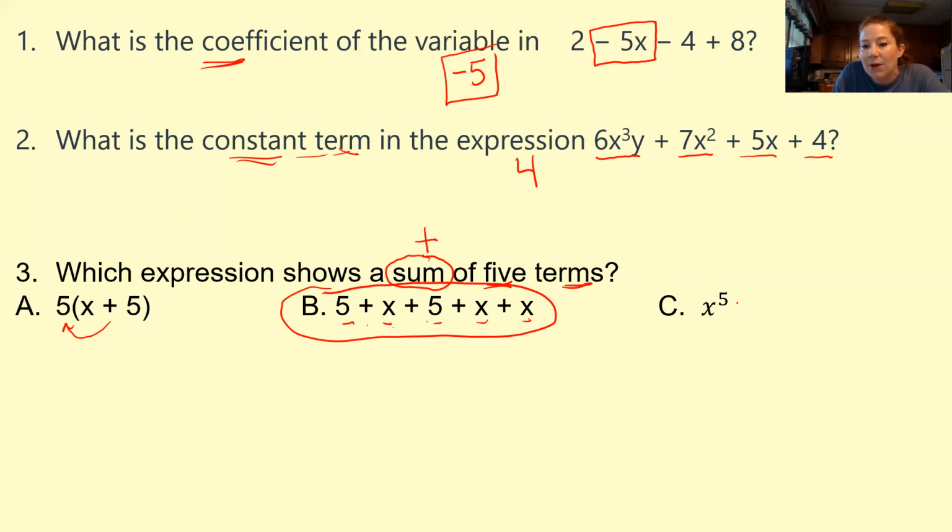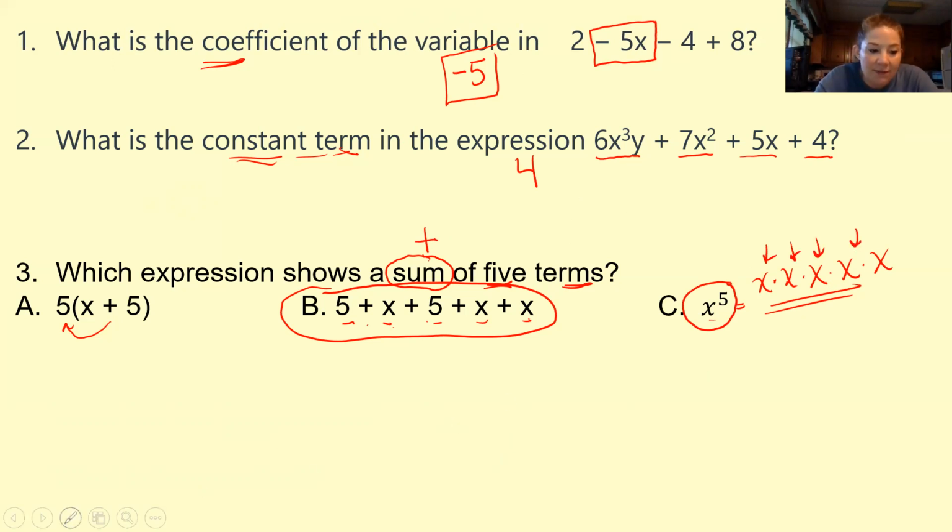And then C, if I wrote this out, I would write X times X times X times X. So this is actually the product of 5 terms. Or actually, that's not true. This whole thing is considered a term. Why? Because there's no plus or minus signs. So this is just X 5 times. It's not 5 terms, it's 1 term.